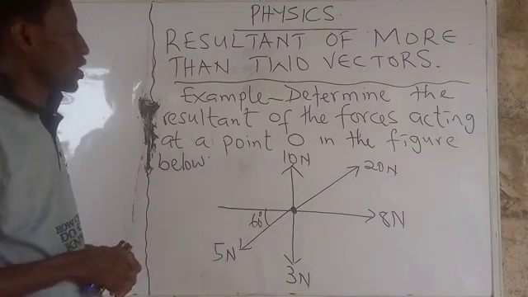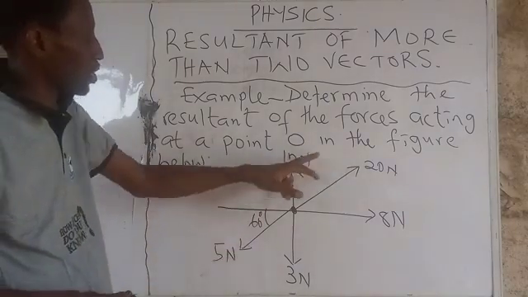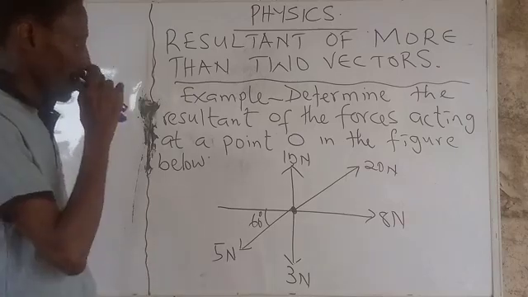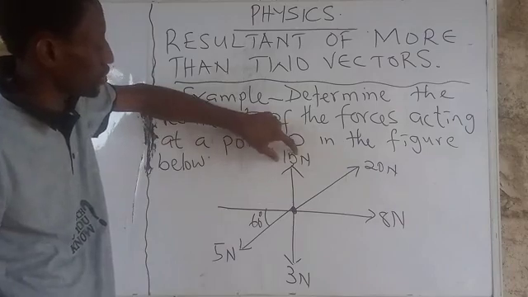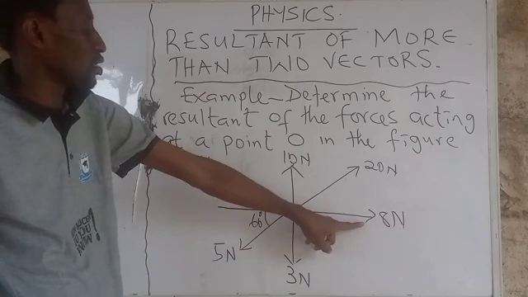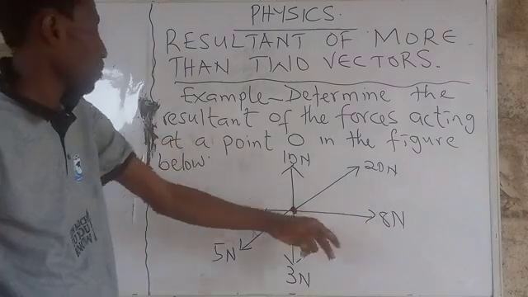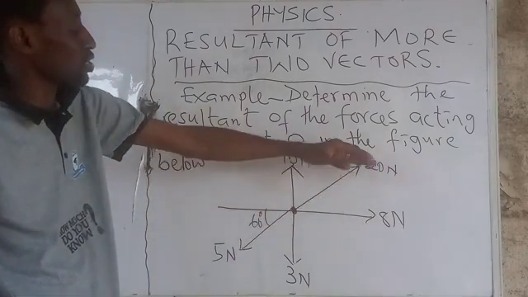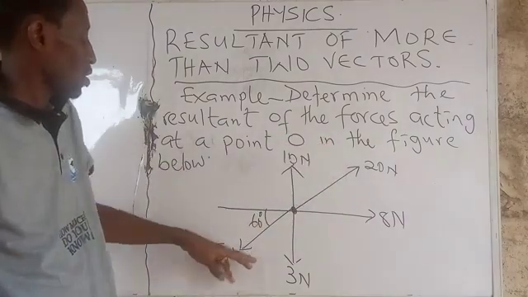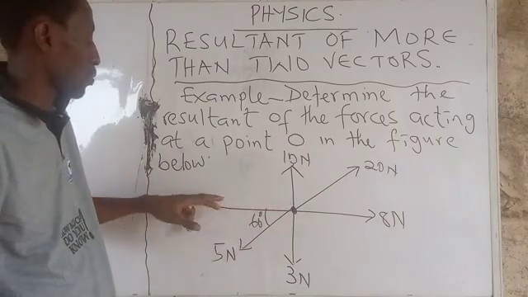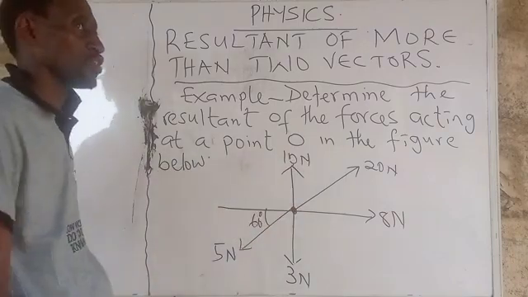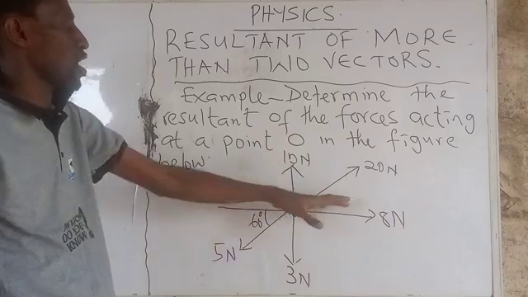Like in the example on the board, we have three factors. We have five rather: 1, 2, 3, 4, 5 factors acting on an object. We have 10 Newton acting vertical. We have 3 Newton acting vertical but in the opposite direction. We have 8 Newton acting towards the east, which is the horizontal. We have 20 Newton, which is acting in between. It has both horizontal components and vertical components. We have 6 Newton that have horizontal components and vertical components. So all these 5 factors must be resolved into vertical and horizontal.